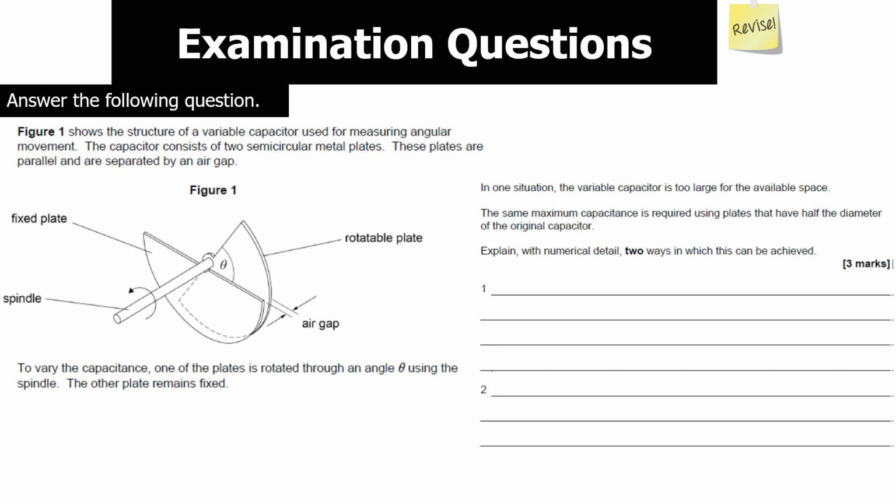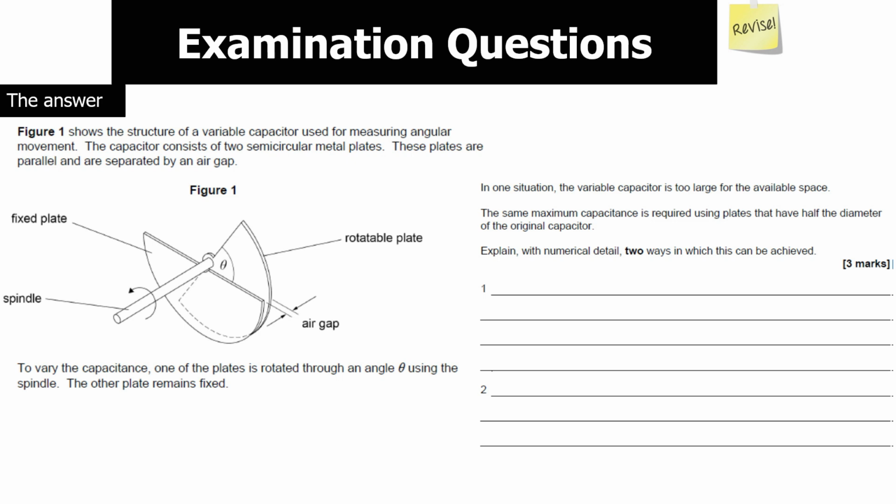The same maximum capacitance is required using plates that have half the diameter of the original capacitor. Explain with numerical detail 2 ways in which this can be achieved. So pause the video now, then unpause the video when you want to go through your answer. Right, how do you answer this particular question?